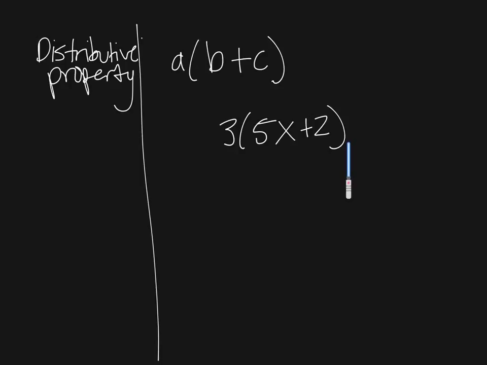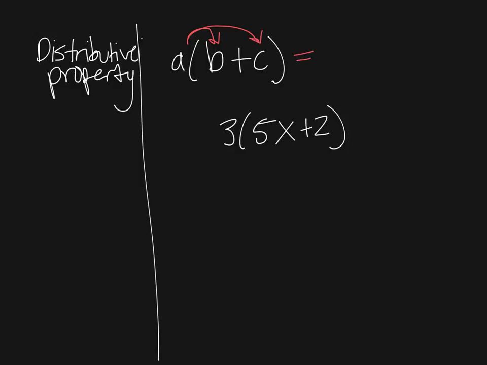So the distributive property states that when you have combined all like terms inside of a parentheses and you have a number outside, you are to distribute that number by multiplication. So distribute the 3 by multiplying it to 5x, distribute the 3 by multiplying it to 2. So what I do is I draw arrows. With distributive property, I always draw arrows. And the arrows represent multiplication.